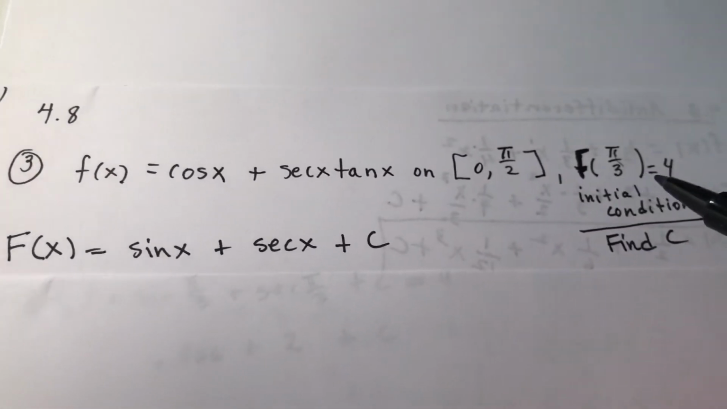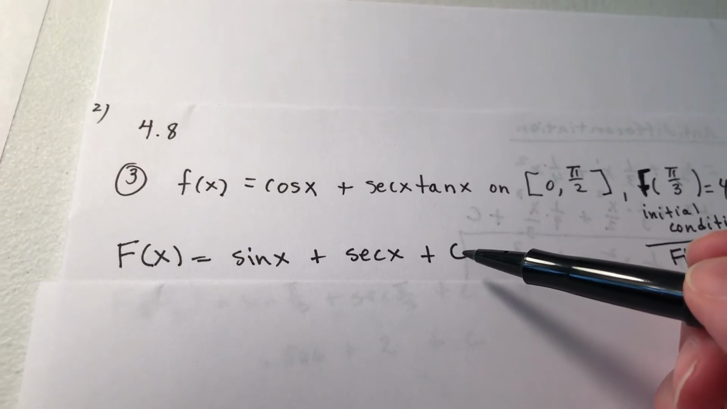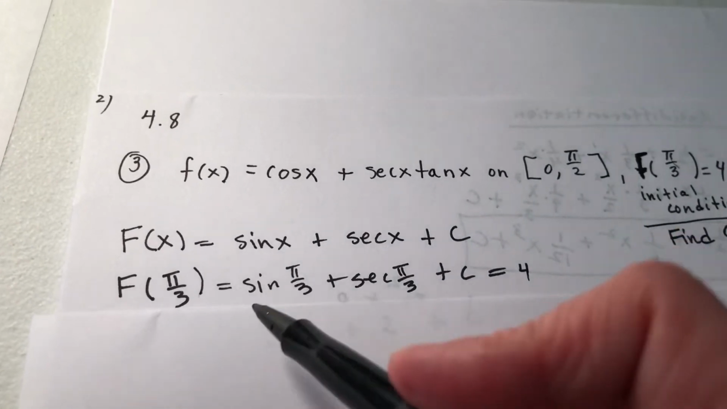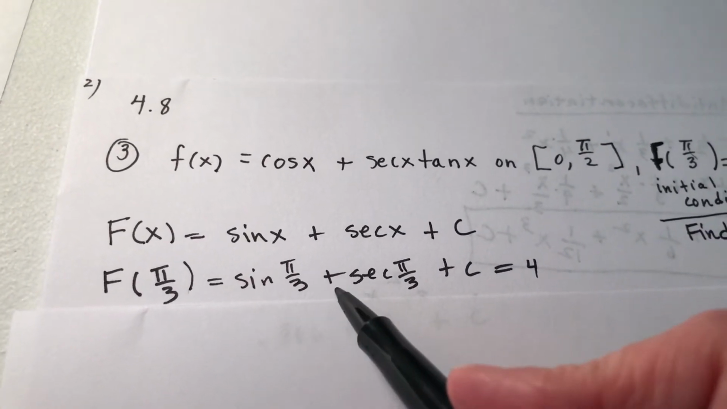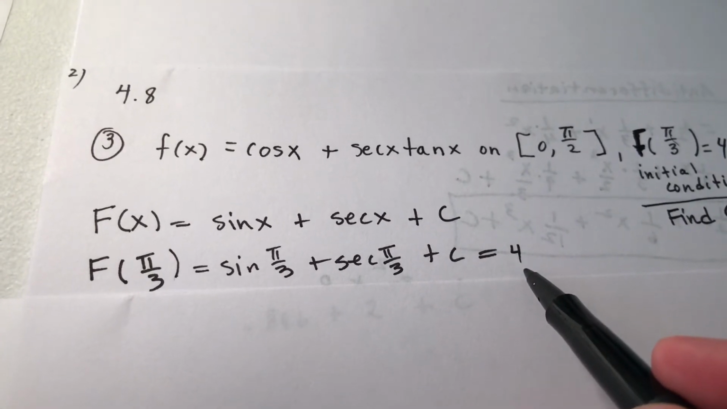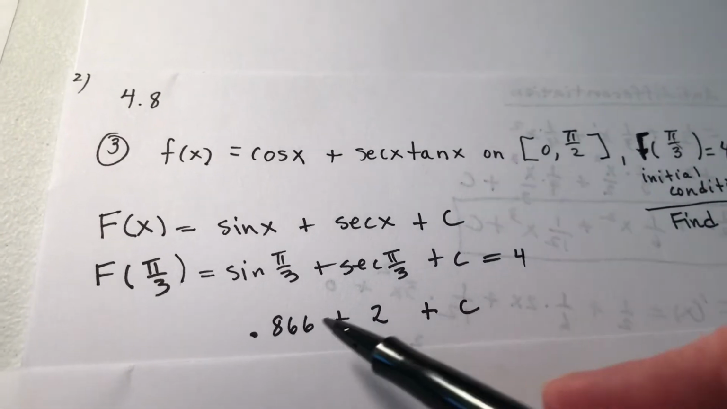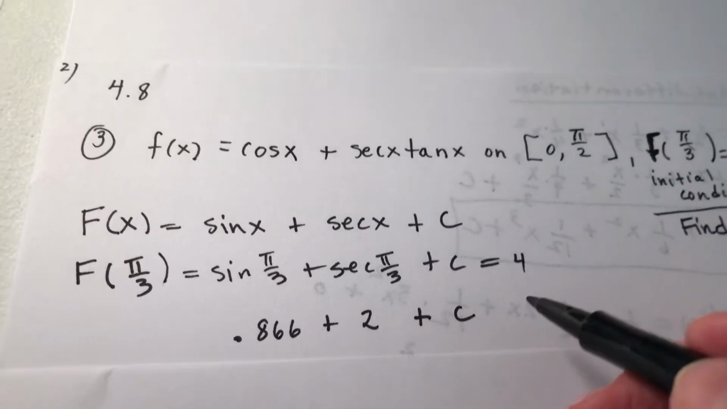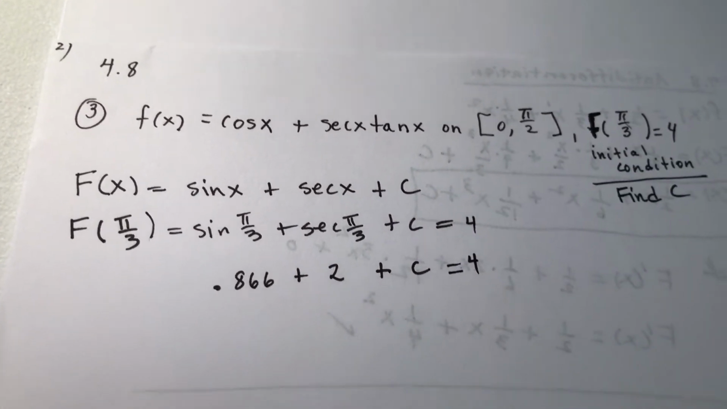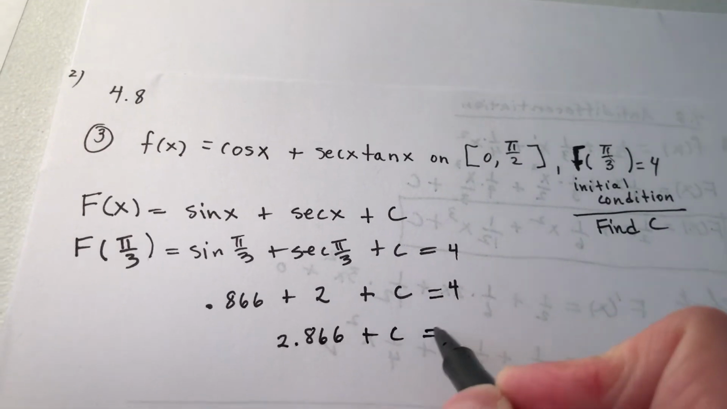Now we are going to use this initial condition to find what that c value is. So if I substitute in pi over 3, I get sine of pi over 3 plus secant of pi over 3 plus c equals 4. And then I put this into the calculator, and I got 0.866 plus 2 plus c equals 4. And then if I add those two, what do I get? 2.866 plus c equals 4.